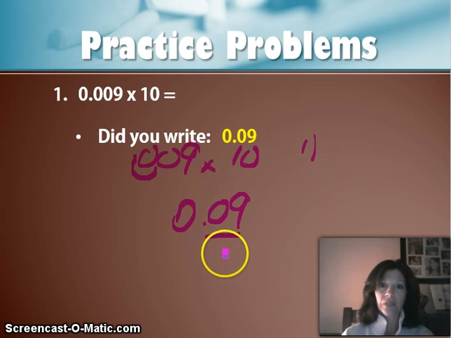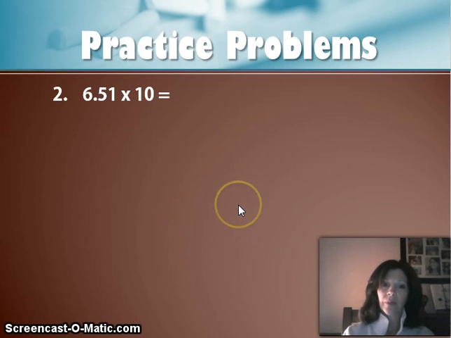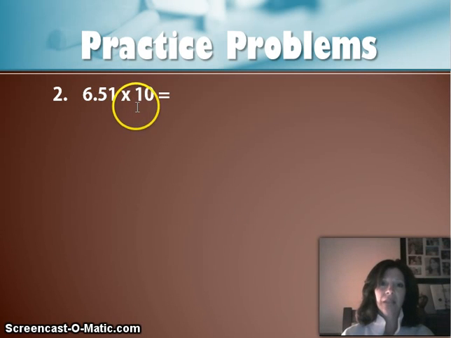How did you do? Let's look at one more example. 6 and 51 hundredths times 10. Pause the video, write your answer down. When you finish, let's continue.